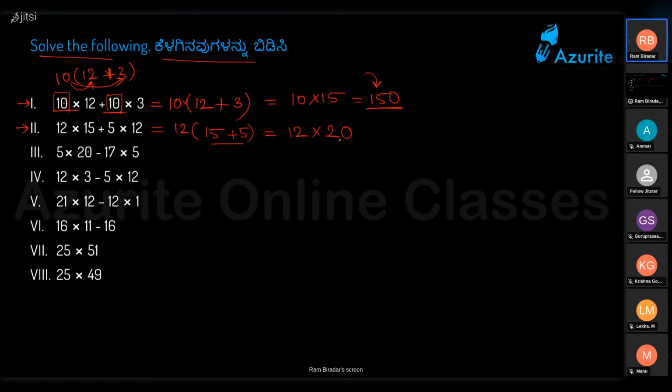Okay, so 12 into 20. 12 twos is how much? 12 twos is 24. Yes, so the 0 stays as it is, so we have to write it like that. So what will be the answer? 240. Okay, good. Next, roll number 4.